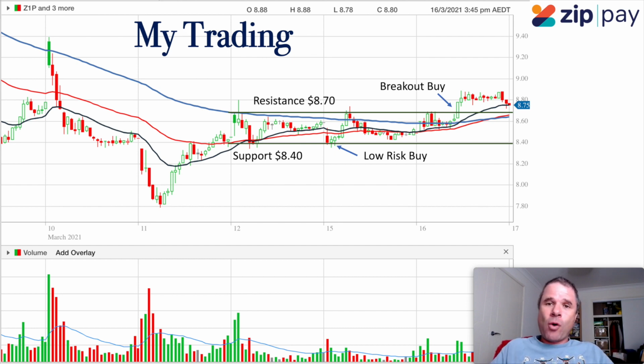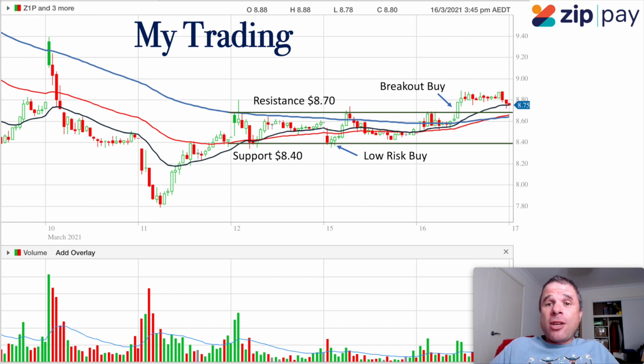So what I was looking for here was the share price moving through $8.70 on good volume, and we had that at around midday or so. The share price went through $8.70 on good volume, and that was the breakout buy. So that was my second buy in Zip at about $8.74. Share price then hovered around $8.80 for the rest of the day until we got to the last 30 minutes of trading. There was a bit of selling came into the market, not a lot, but it did drive the share price down to around $8.75.